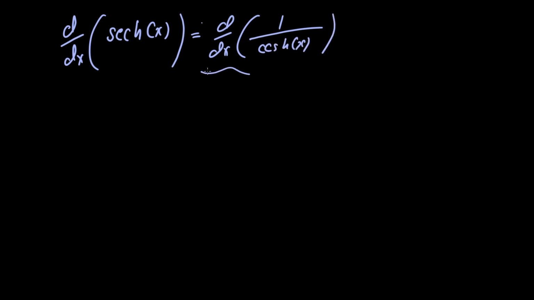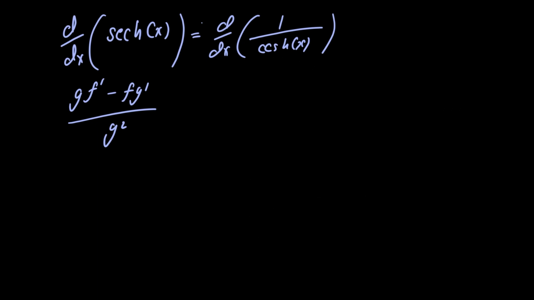Now, in order to take the derivative of this, we can use something called the quotient rule. So let's just go ahead and do that. We would have, I'll just write out the formula for the quotient rule. g is the denominator of your fraction and f is the numerator.